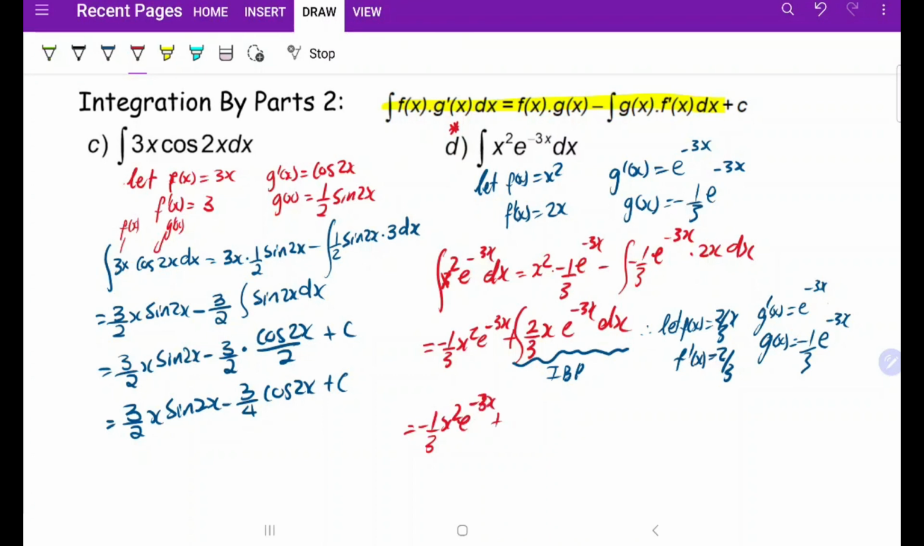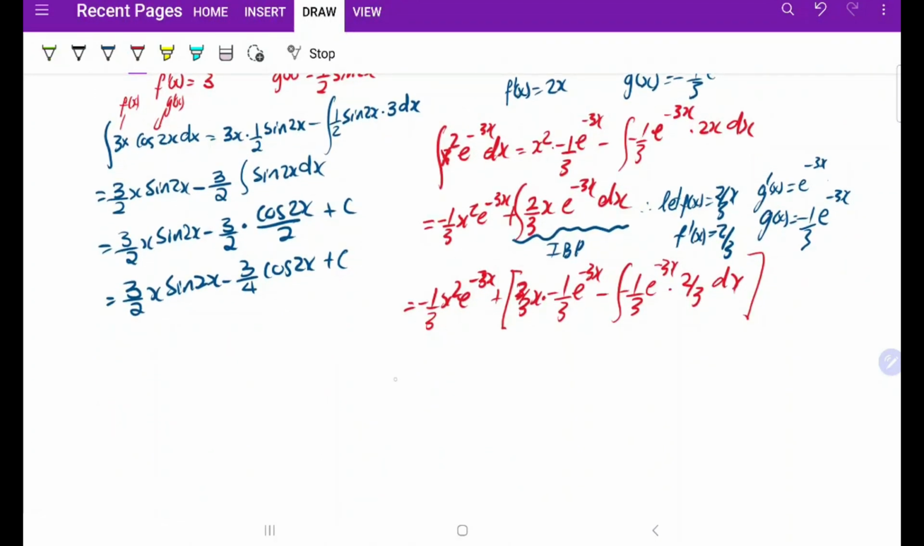So that becomes plus. In our case again, we'll just do f of x. So this is 2 over 3 x times minus 1 over 3 e to the negative 3x, minus, we'll now do our integral. So there's the integral of minus 1 over 3 e to the minus 3x, and then this becomes 2 over 3 dx. So now we don't have an x anymore. So therefore, we have completed our integration by parts. So let us simplify this.